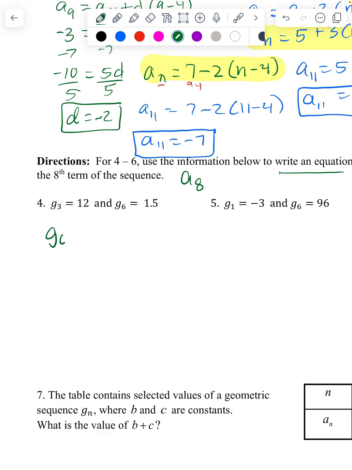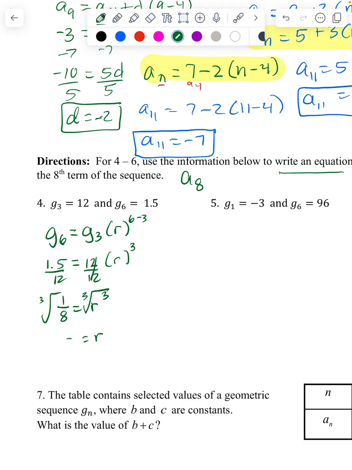So I'm going to use my equation to say if I want to end at G6 and start at G3, I'll be using R^(6 minus 3) times. But they told me that this is 1.5. They told me this is 12. I do not know this, but I do know that 6 minus 3 is 3. I'm going to divide the 12 to the other side. And that's kind of weird to have a decimal inside of a fraction. You actually get 1/8. And that's r to the third power. So to get rid of that, I'm going to need to cube root each of those. And my r will be 1/2.